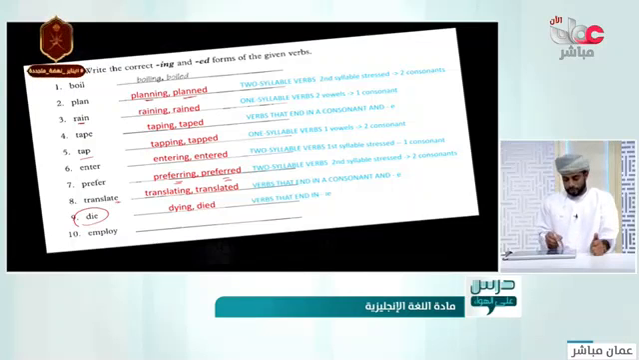Employ, have a look there, Y, but before the Y there is a vowel. What should we do? Employing, and employed, we just add the ED.